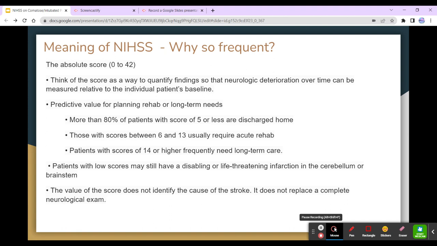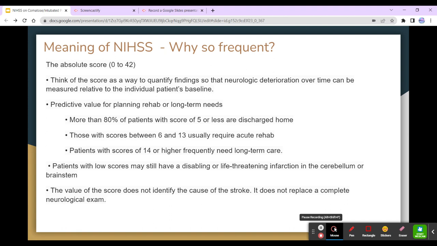There is a predictive value for planning rehab or long term needs that has been determined by the use of this score. If the patient's score is 5 or less, more than 80% of those patients will be discharged home. If the patient scores between 6 and 13, usually they will require some sort of acute rehab. If the score is higher than 14, usually the patient will need some long term care.